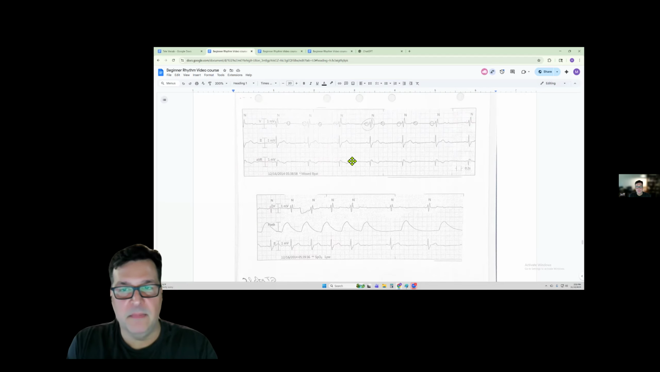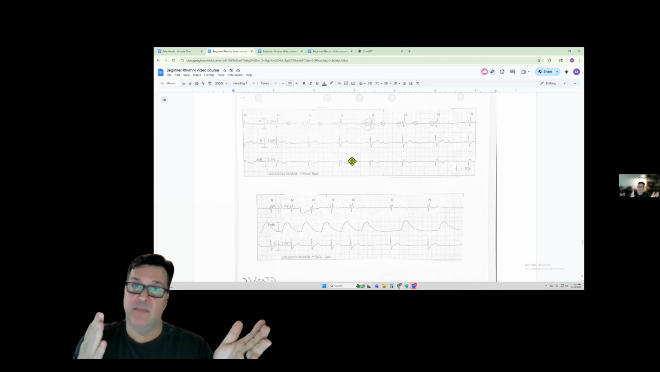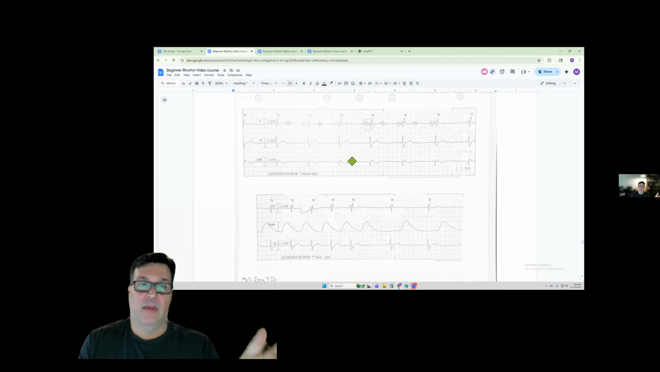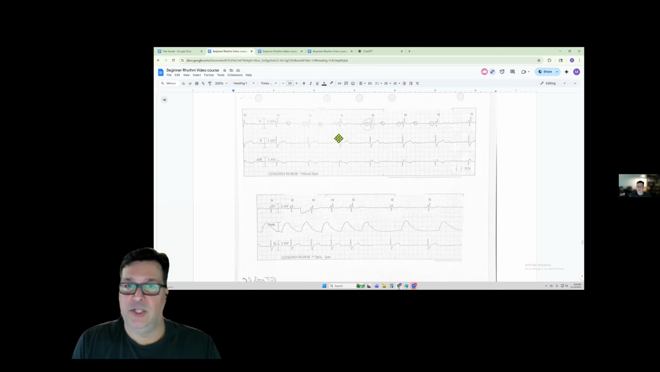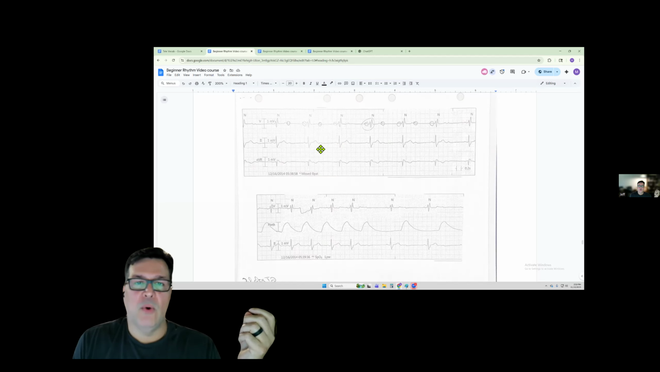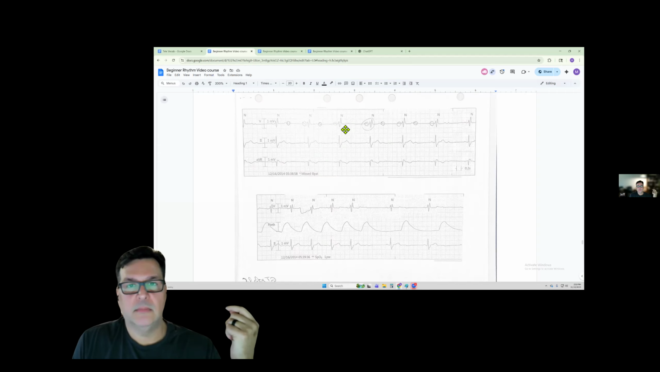So scrolling back up to the top part and remembering, again, making that educated guess when you have every other beat being blocked. Right now, if you just had this top section, you can't tell if the PR interval changes. And so you can't tell for sure, is this a type 1 or type 2? Because you don't see the PR interval change. What you can do is say, okay, I have a bundle branch block associated. I'm going to err on the side of caution and call it a secondary type 2.